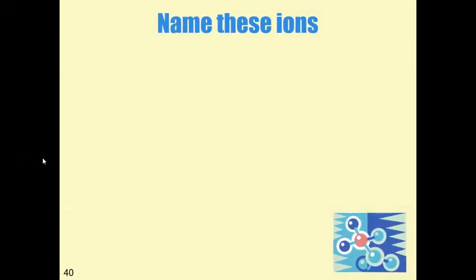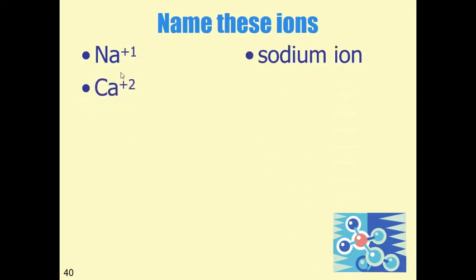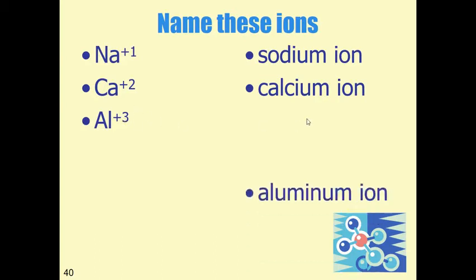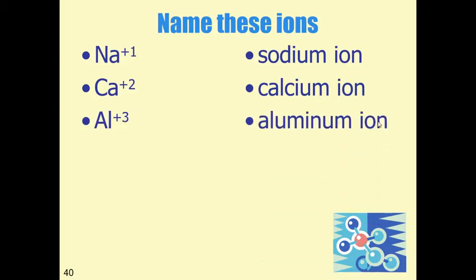Okay? So let's name some ions. This guy is sodium with a +1 charge. So it's a monatomic cation. So we call this sodium ion. This one is a monatomic ion with a +2 charge. So we call it calcium ion. This one is a monatomic cation with a +3 charge. So we call it aluminum ion. If it was just Al, no charge, it would be called aluminum, but now it's called aluminum ion.